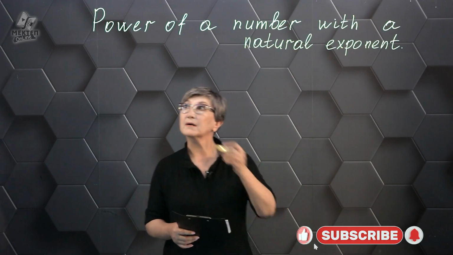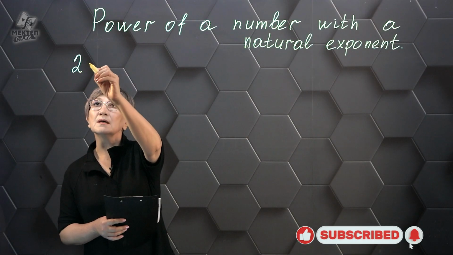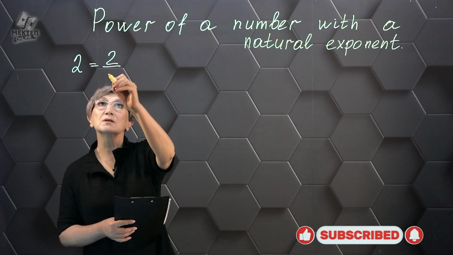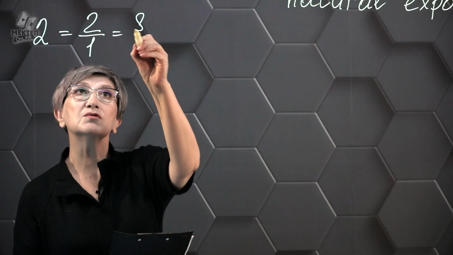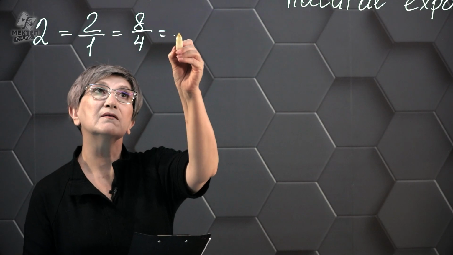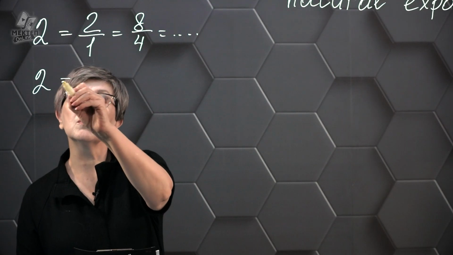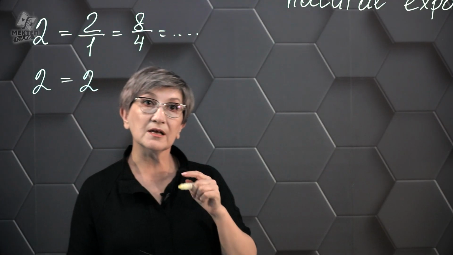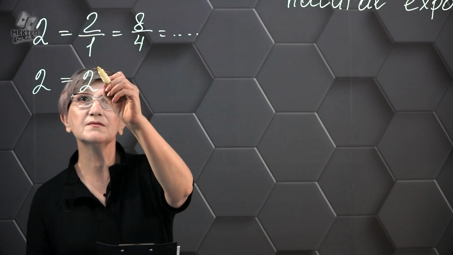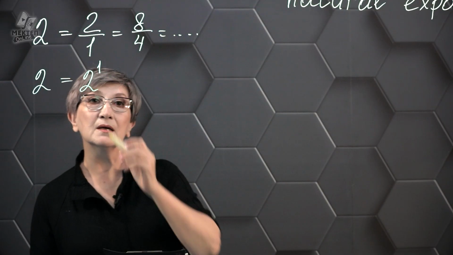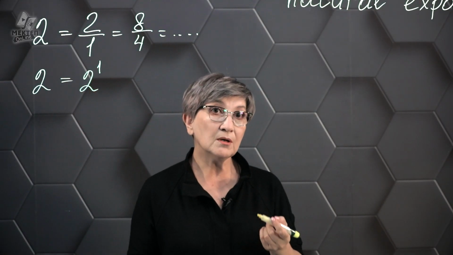For example, the number 2, I can write it down as 2/1 or 8/4, and there's lots of ways of doing that. But the thing is that the number 2, I can write it as a number of some degree, 2 to the power of 1. The question arises why we need this.